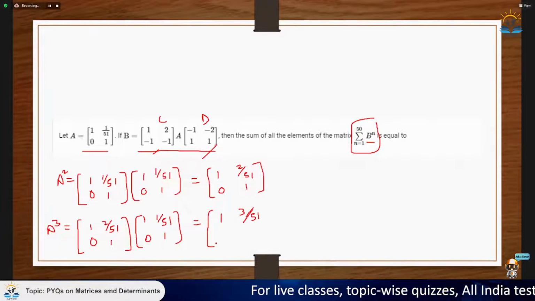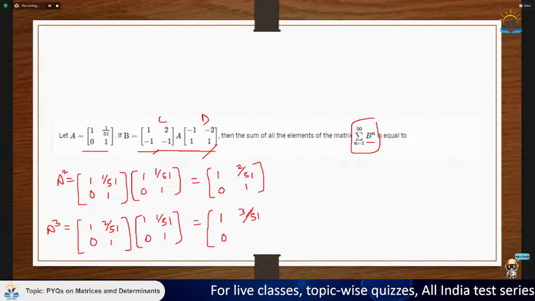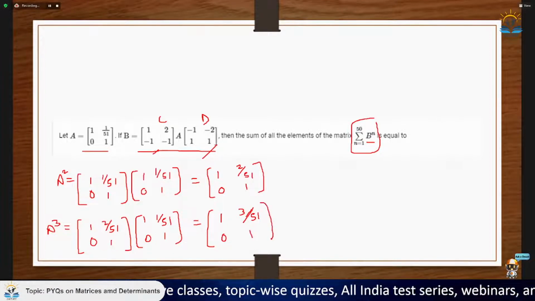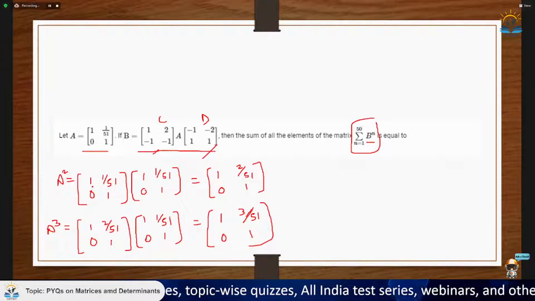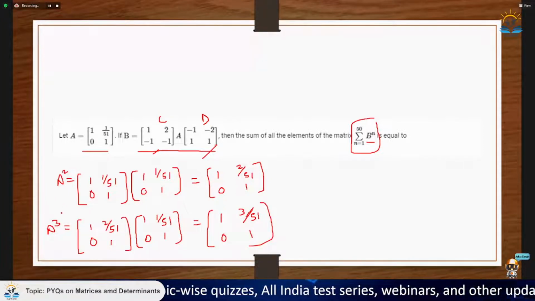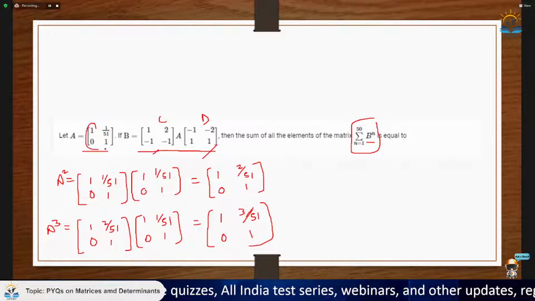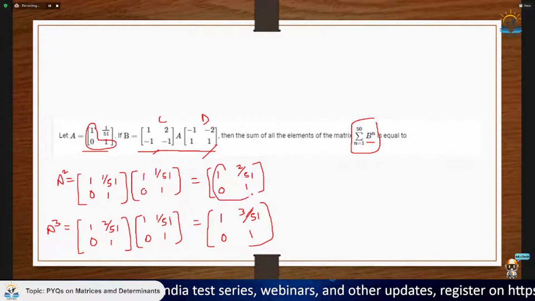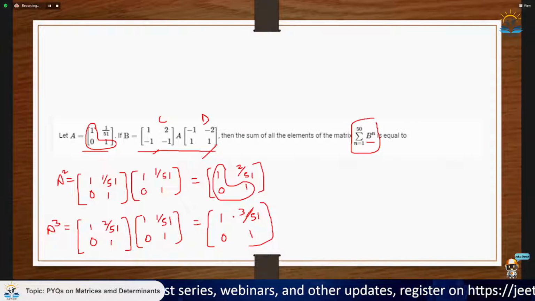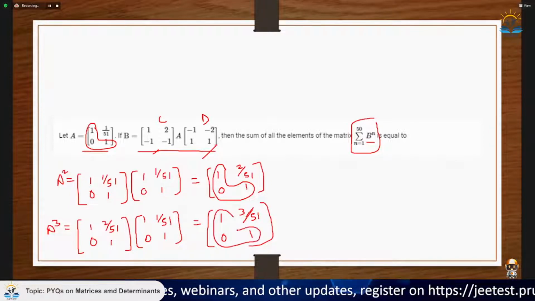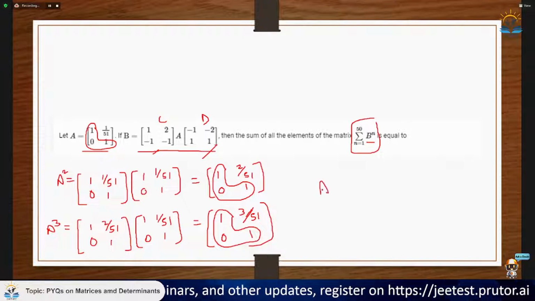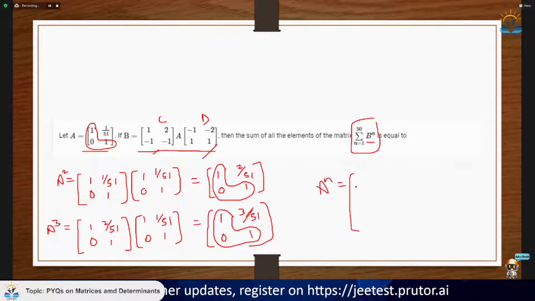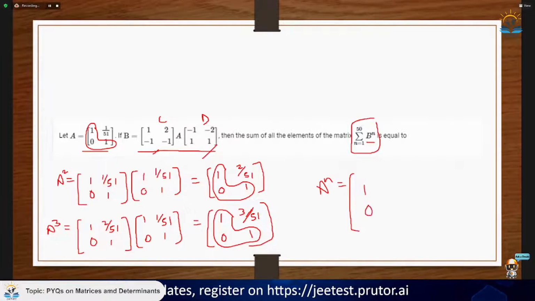Then 0 into 1 plus 1 into 0, again 0, and 0 into 1 by 51 plus 1. So it is equal to 1 only. So basically you can see that in every matrix A or A square or A cube, these three elements are the same. 1, 0, 1 is coming out to be the same in each and every matrix. Similarly, 1, 0, 1. This thing is constant in each and every matrix. So you know that for A power n also, this thing would be the same. So it would be 1, 0, 1.